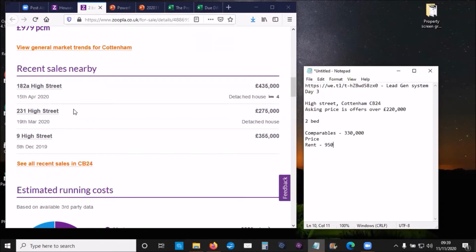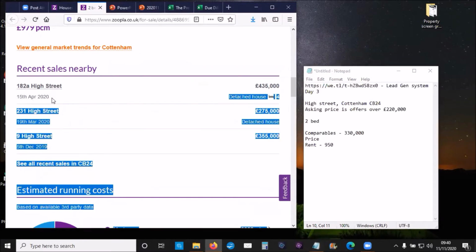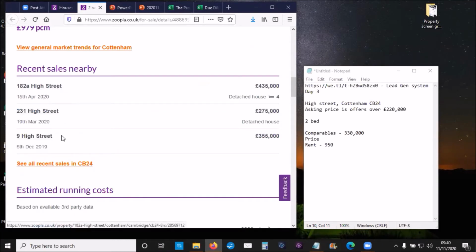We've got a detached house that sold for 435. This is in the same street. Actually, Zoopla is looking like a nicer website to go to. It already says here, within the last 12 months, these are the properties that have been sold nearby. Again, remember, this is High Street in Cottenham CB24. That means these are properties on the same street. I don't know if they are the same sort of property, but it says here detached house, detached house.